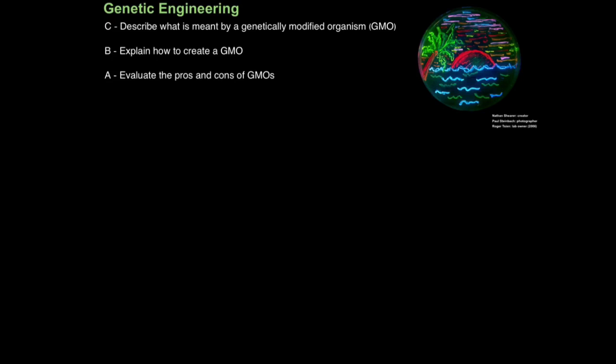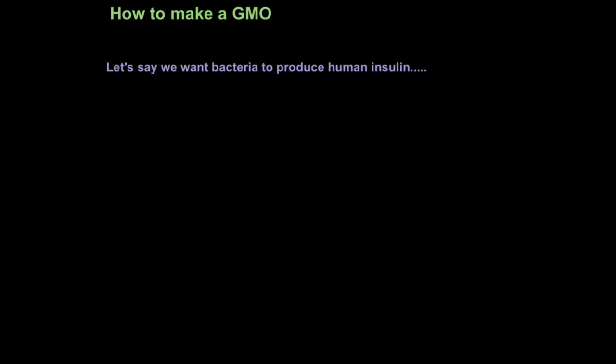So that is what is meant by a genetically modified organism, an organism that contains genes from more than one organism. So let's now learn how to actually make a genetically modified organism. Now, diabetes, for example, is a problem or condition which is on the rise.